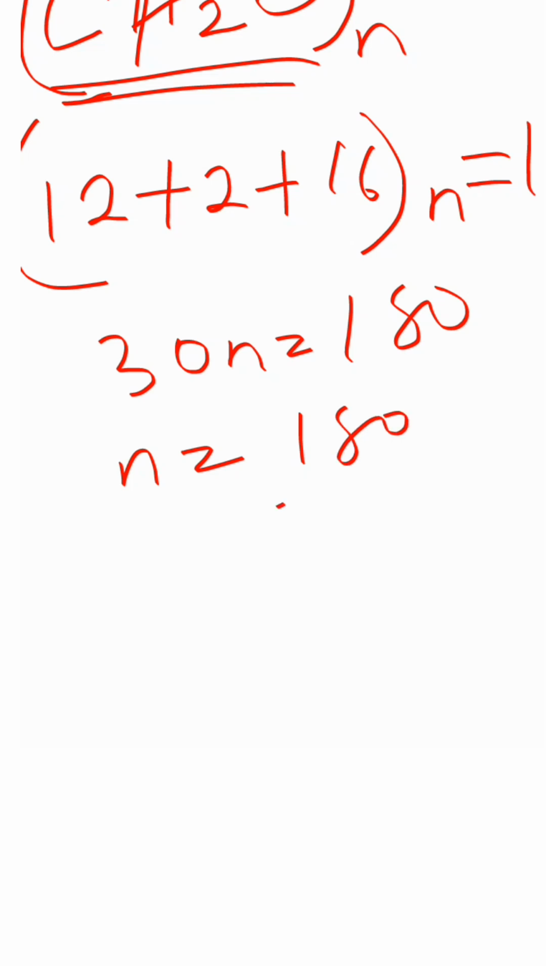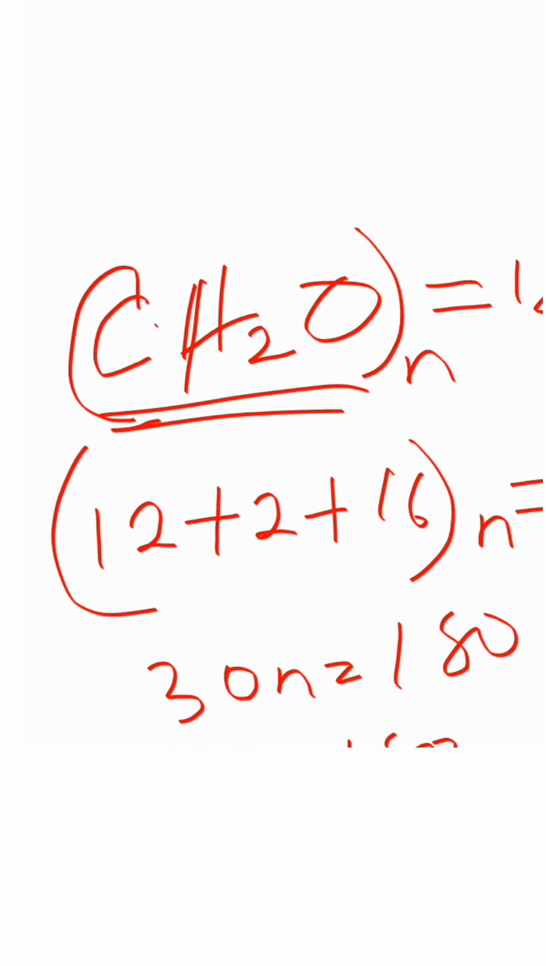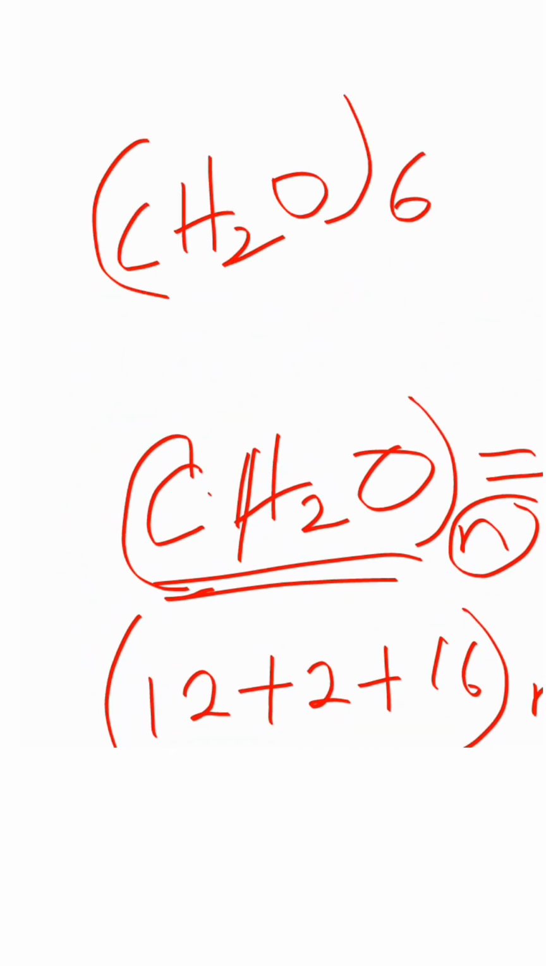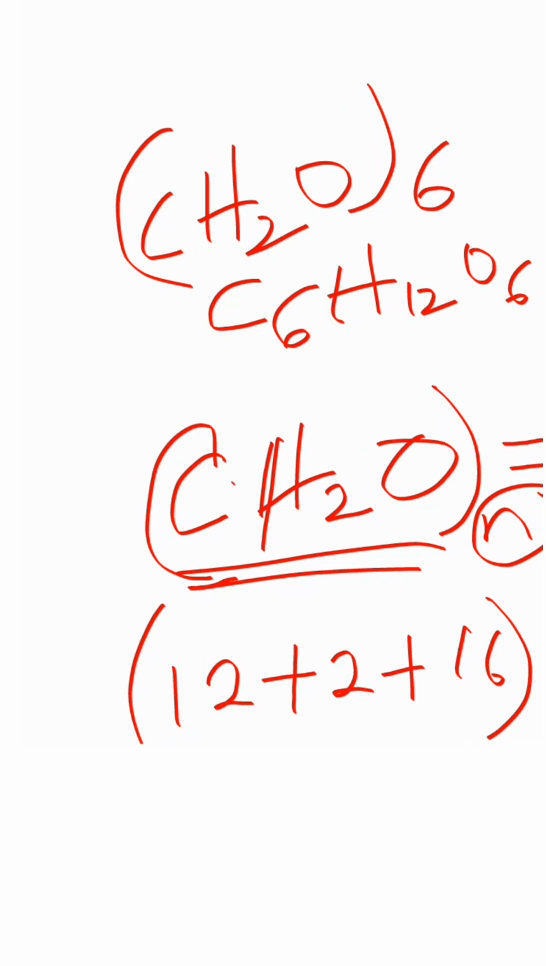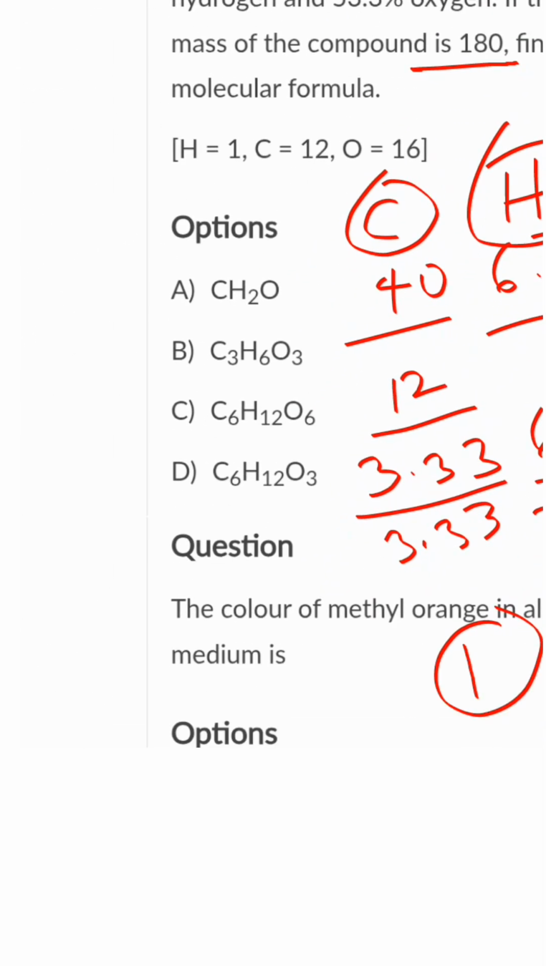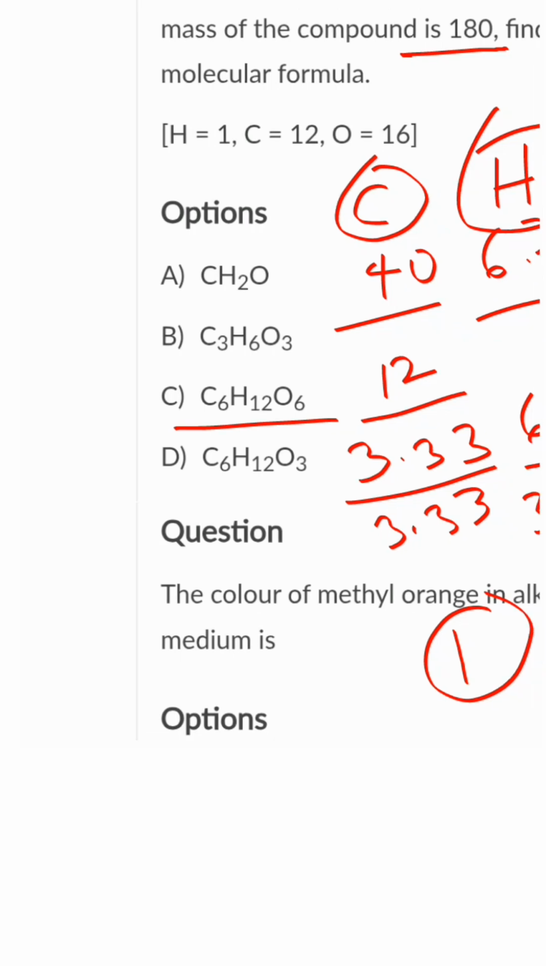n will be 180 over 30. So you divide this, you're going to get 6. That means the value of n here is 6. So you're going to get (CH2O) bracket 6. Well, the 6 goes into this bracket. You're going to multiply everything there. So you're going to have C6H12O6. Okay, so checking the options there, you can see here C6H12O6.